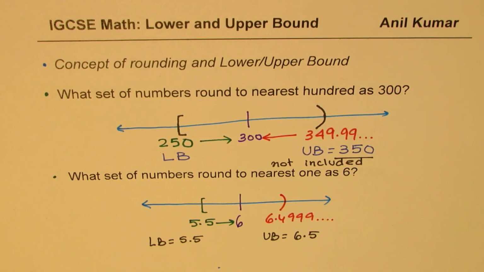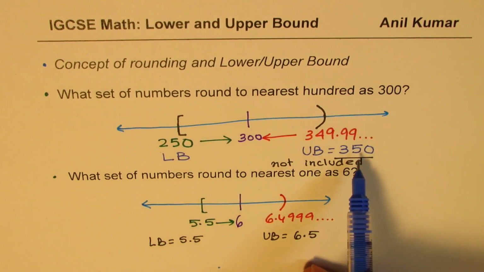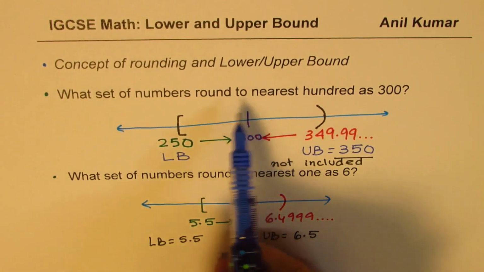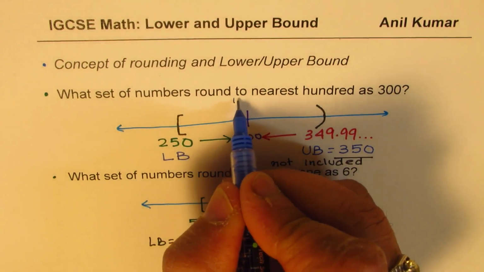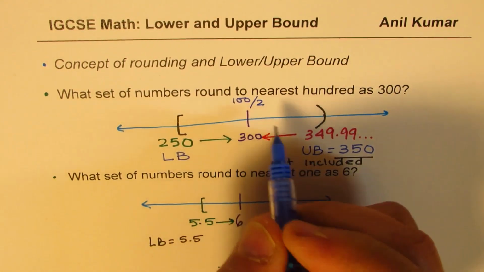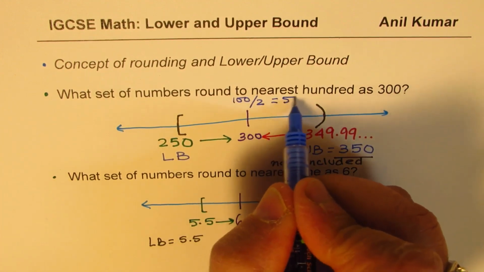Does that make sense to you, right? So in short, that is how it is. Now, let us also talk about how we decided on adding or subtracting 50. When we are rounding to hundreds, what we normally do is 100 divided by 2, which is equal to 50, right?